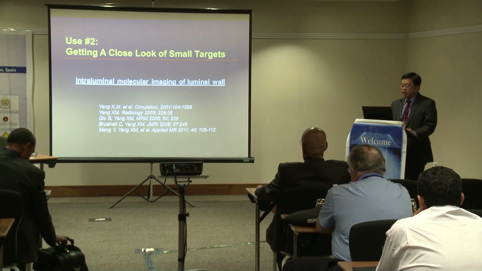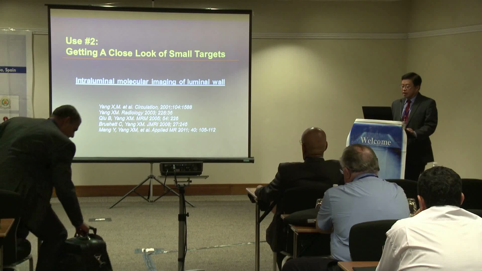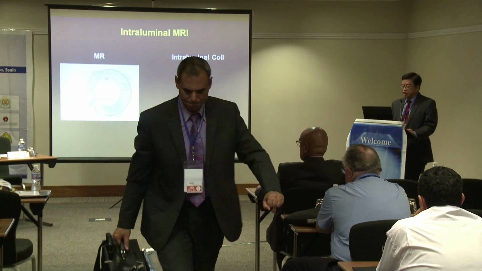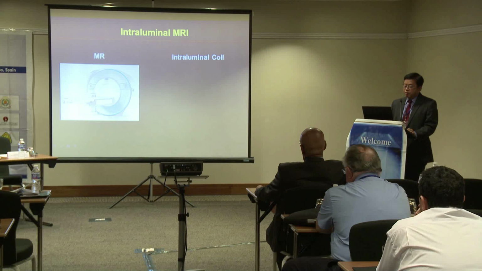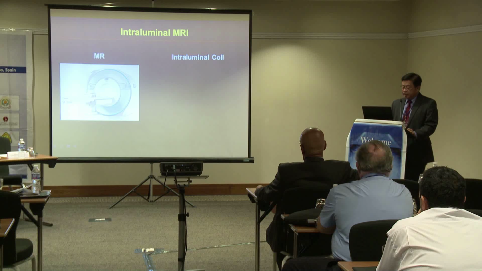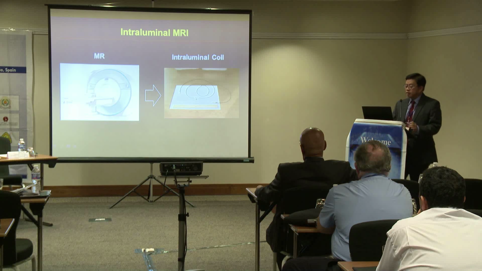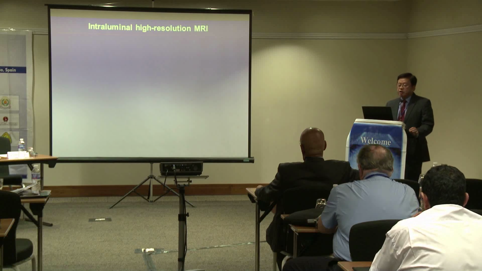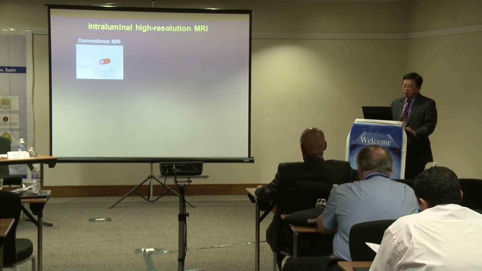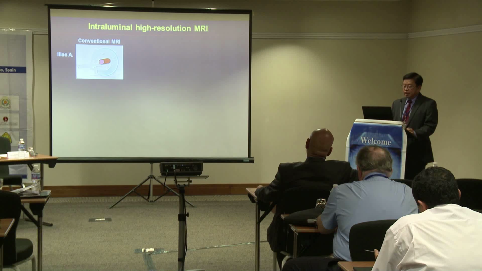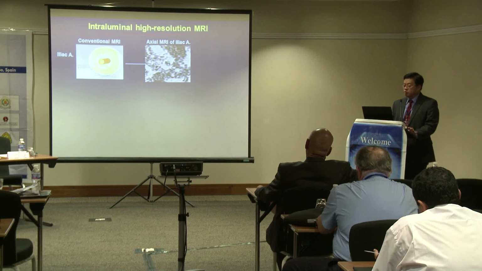Basically, we want to see the luminal wall. This is the tiny target. So why we do this: here is the conventional MRI. This is the entire body coil here. So we take part of this coil to make this intraluminal coil. Why do we do this? Let's see this example. If we use conventional MR to examine the deeply seated, atherosclerotic iliac artery, we can get a broad signal here. And here's the imaging result we got.